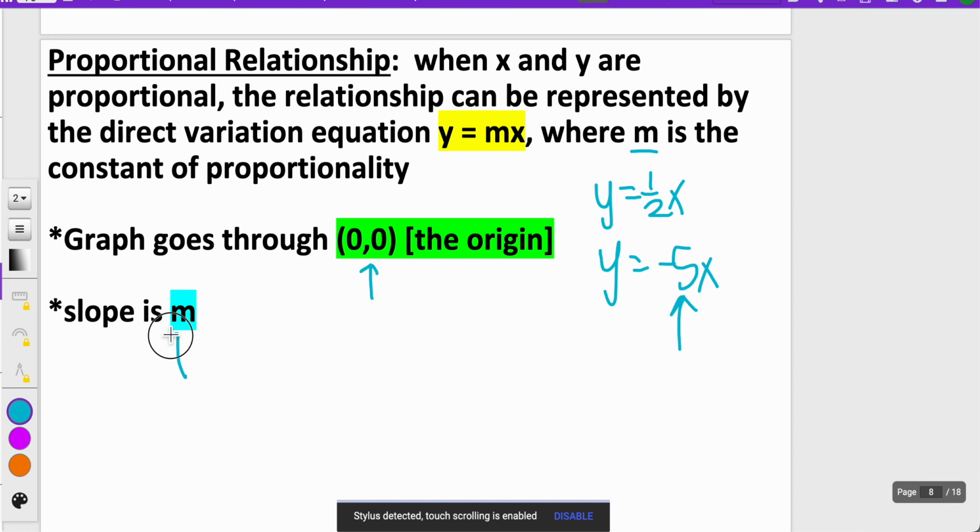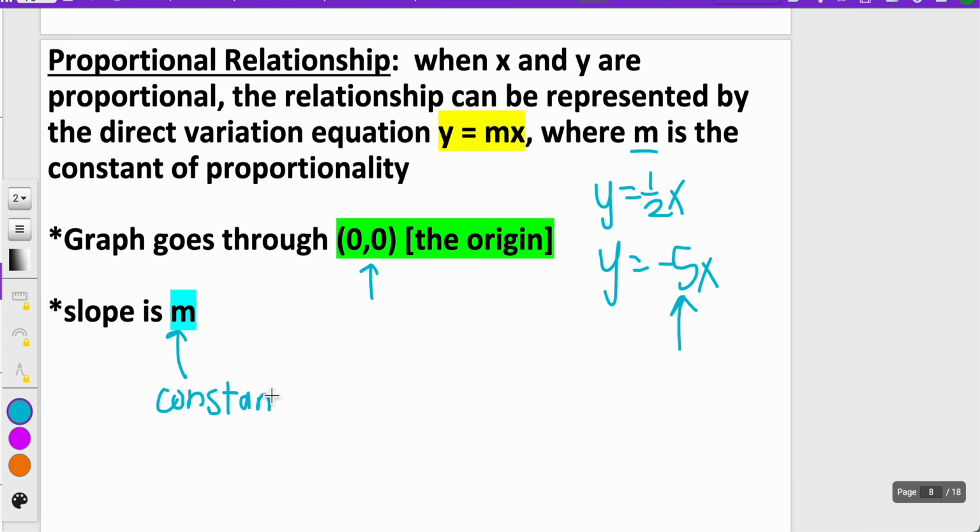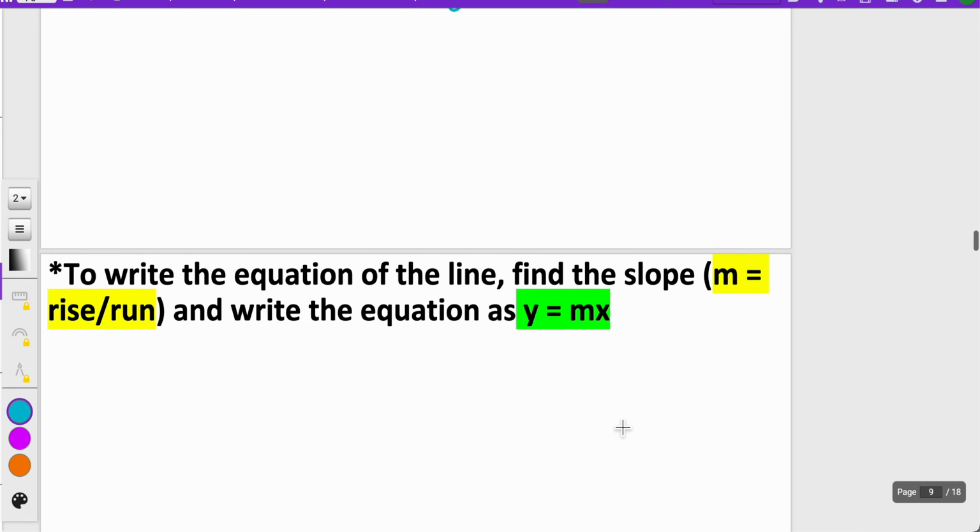Your slope is going to be represented by m. So that's the constant of change, okay? Once you get these filled in with your notes, go ahead and click play so we can move on to our next little information piece.